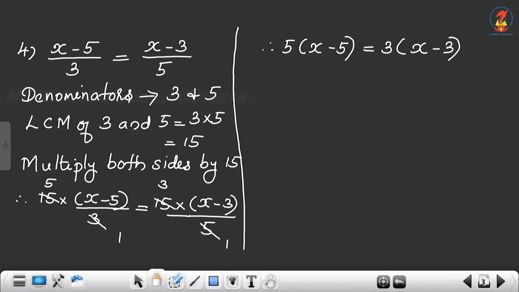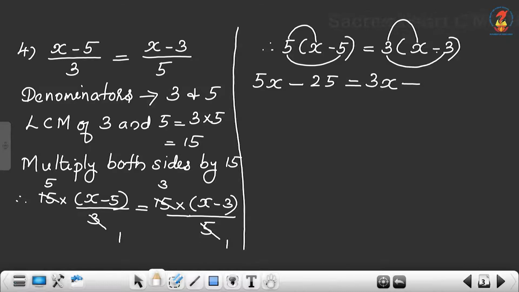Now we want to open the bracket. 5 into x, 5x, minus 5 into 5, 25, equal to 3 into x, 3x, minus 3 into 3, 9. 5x minus 25 equal to 3x minus 9.